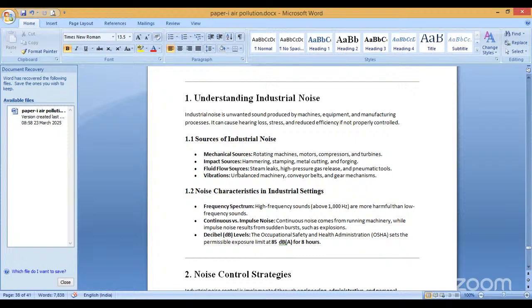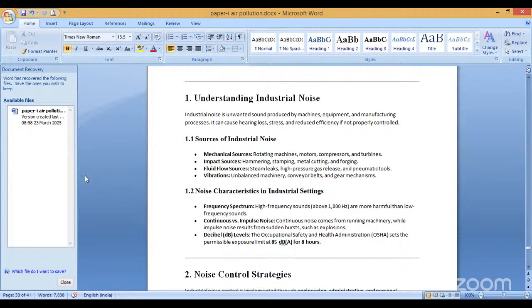The next one is the sources of industrial noise. The mechanical sources are rotating machines, motors, compressors, and turbines. The impact sources are the hammering and stamping of metal, cutting, and forging. The next one is the fluid flow sources: steam leaks, high-pressure gas release, and pneumatic tools. Then the vibrations: unbalanced machinery, conveyor belts, and gear mechanisms.